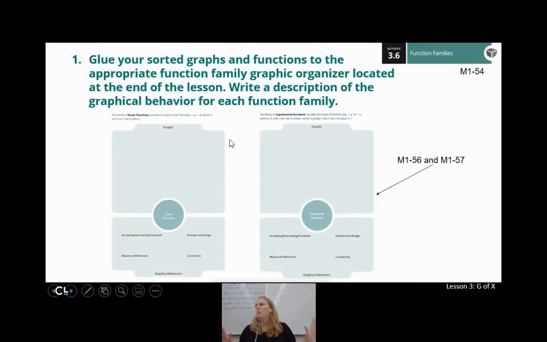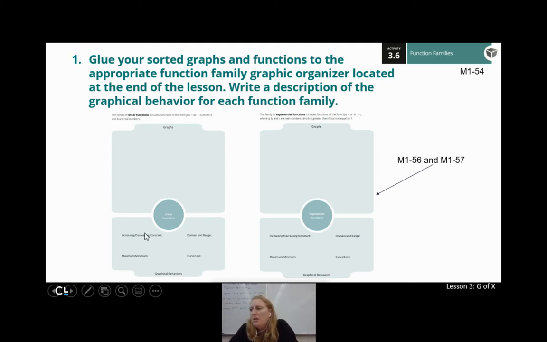So you've got 2 pages here, pages 56 and 57. And you have your linear functions. On page 56, you can see linear functions. And on page 57, you also should have your exponential functions. So what I want you to do is glue in your functions. Glue your linear functions to the linear guy, your exponential functions to the exponential guy. And then just give me some descriptions down here.